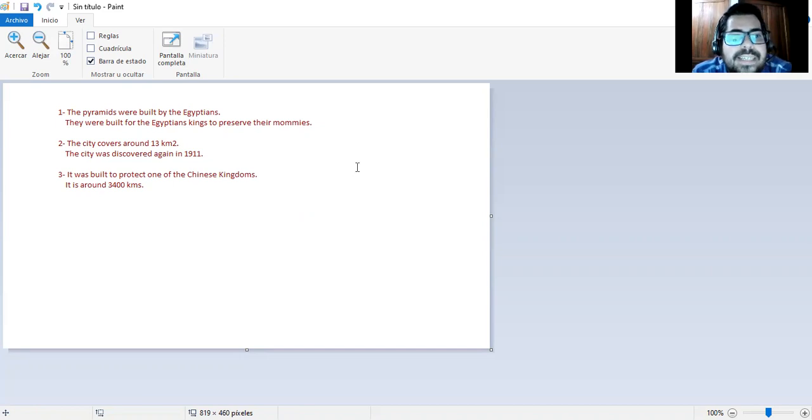Number 2, it says the city covers around 13 square kilometers. That's the answer in there. And number 2 was when was it discovered, right? I told you that it was discovered for the second time, or again, in 1911. All right, so take a look.